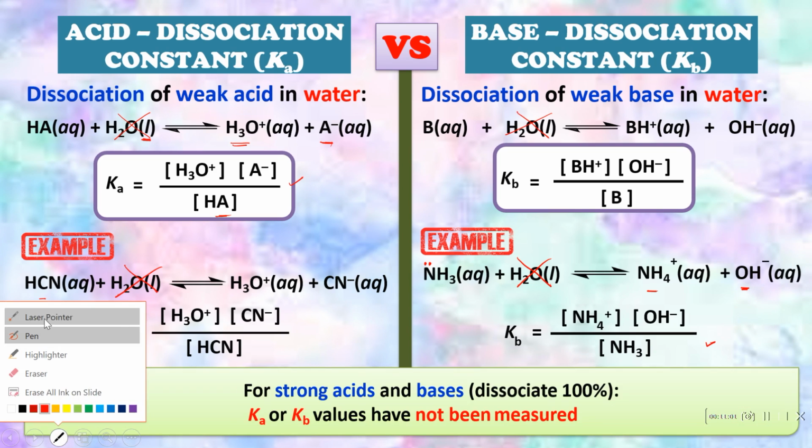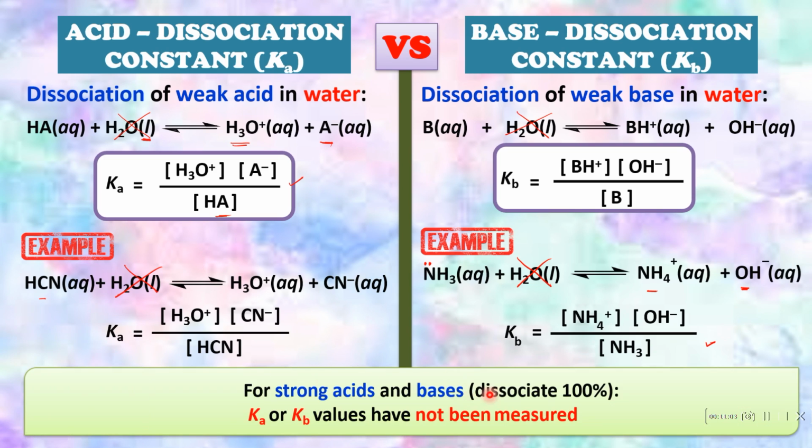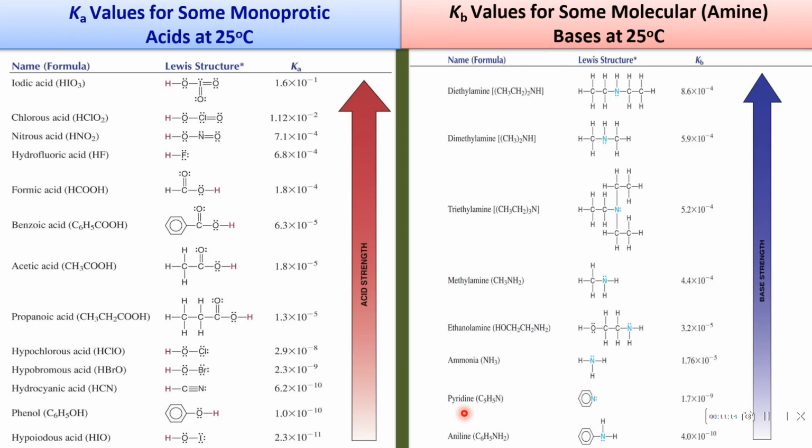Strong acids and strong bases dissociate 100%, so Ka and Kb values have not been measured. There is no Ka and Kb for strong acids and strong bases. These are Ka values for some monoprotic acids, and Kb values for some molecules, usually amines, which refer to bases.